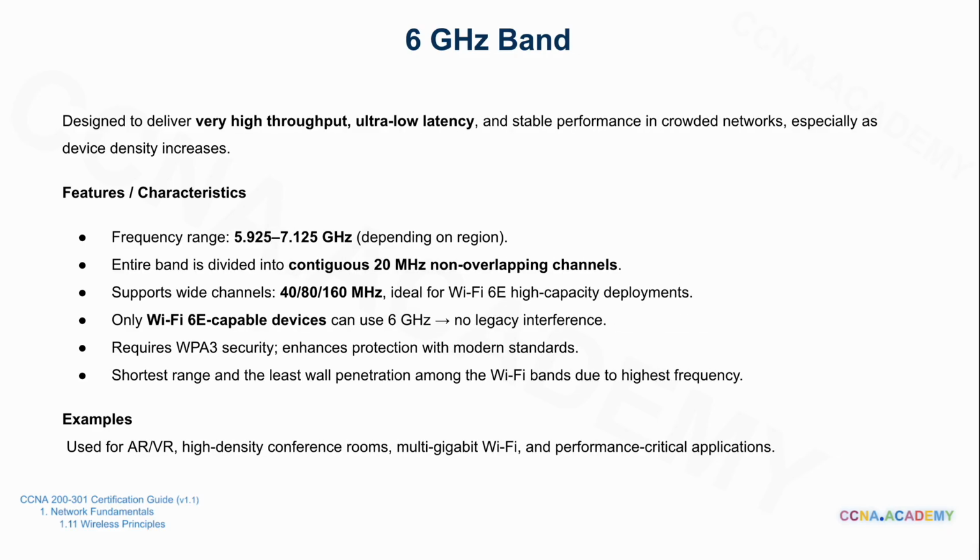The 6 GHz band, introduced with Wi-Fi 6E, provides an entirely new, clean spectrum free from legacy devices. It supports many non-overlapping channels and wide channels up to 160 MHz for multi-gigabit speeds. Only Wi-Fi 6E devices can use it, which reduces interference. The trade-off is shorter range and more sensitivity to obstacles, but the performance benefits are huge.